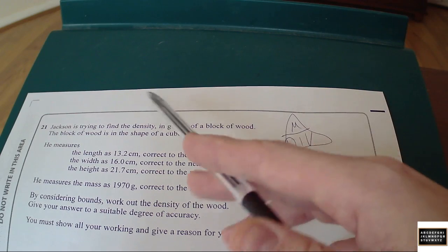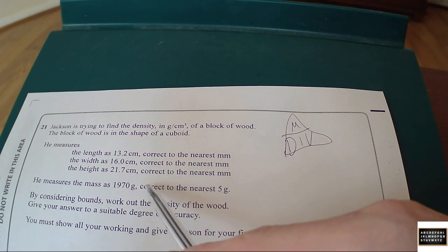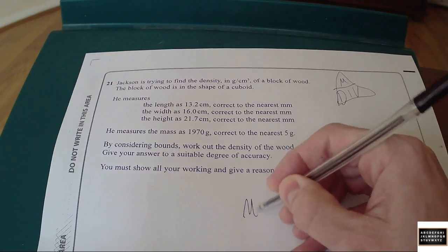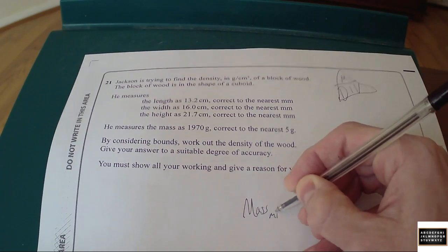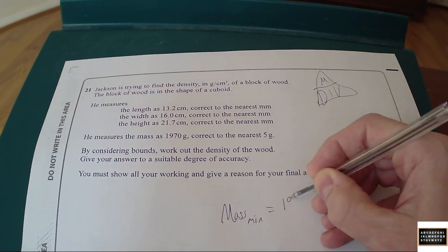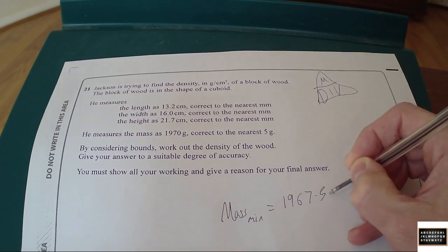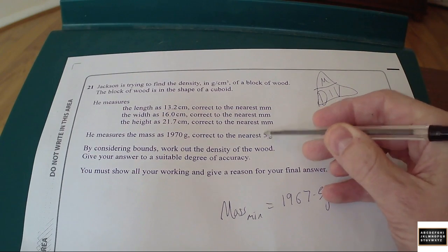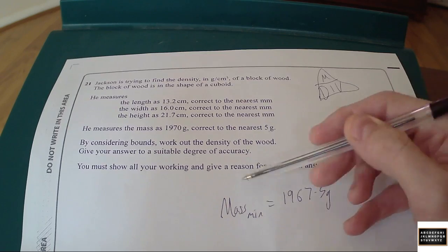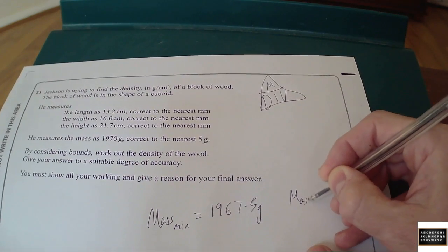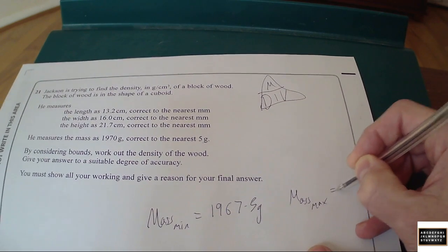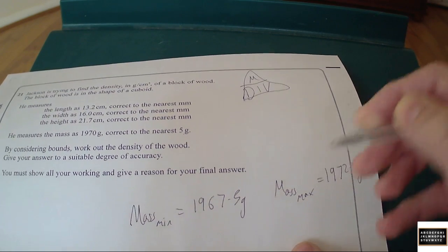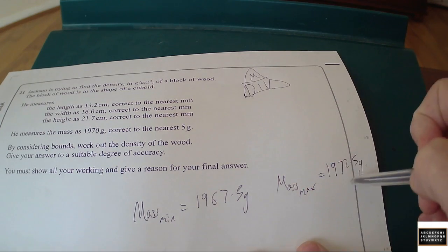So the mass, for example, is saying it's 1970 correct to the nearest 5. So we can work out our mass min, which is going to be 1967.5. So that's to the nearest 5 grams. And again, if you halve this to 2.5 and take it away and add it on, you'll get your 2 bounds. And my mass max, so the maximum value of the mass can take, is 1972.5. So the minimum value and maximum value.